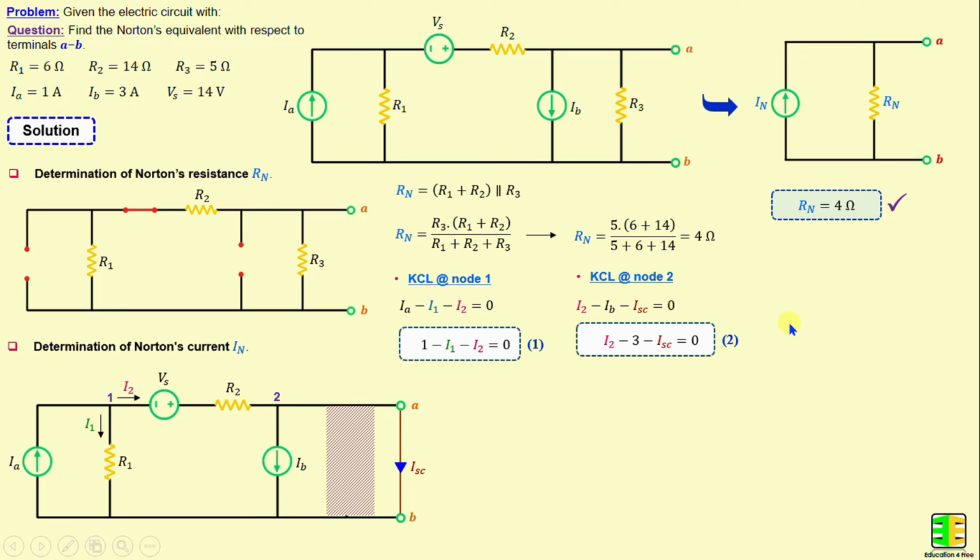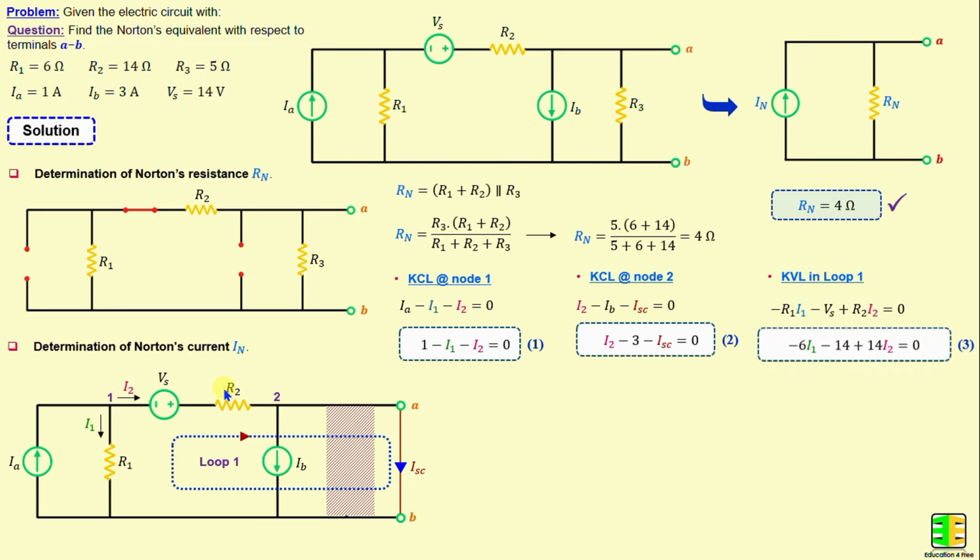Now by applying Kirchhoff's voltage law in loop 1, we can write negative R1 times I1 minus Vs plus R2 times I2 is equal to 0. If we replace the resistors and the voltage with their numerical values, we obtain negative 6 times I1 minus 14 plus 14 times I2 is equal to 0.